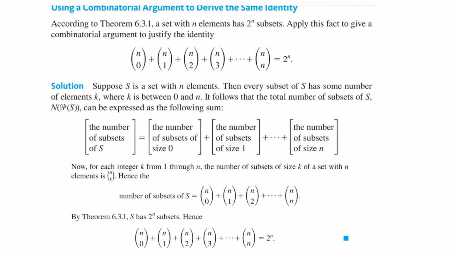Let's use a combinatorial argument, and actually this is the same argument that I did. That was more of an algebraic argument, but the number of subsets of S is the number that are of size 0, of size 1, up to size n, and we know that that is n choose k each time. Those are disjoint, so we'll add them all together, and we get, again, 2 to the n.